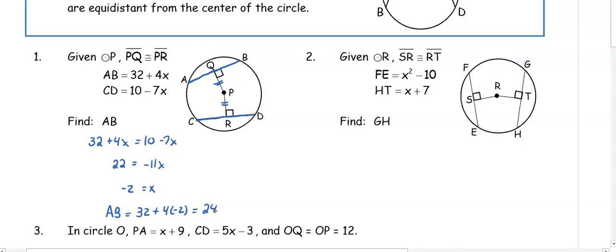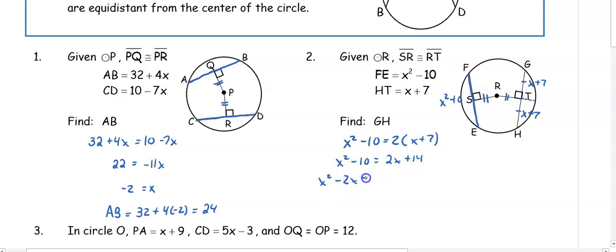In number 2, we have circle R. We know that SR is congruent to RT. We know that FE is x squared minus 10, and we know that HT is x plus 7. So remember that we also said if I extend this line, it's a radius, so it bisects the chord, so both pieces of the chord are x plus 7. This comes from yesterday's information. So we know then that x squared minus 10 is equal to 2 times x plus 7. So we get x squared minus 10 is equal to 2x plus 14.